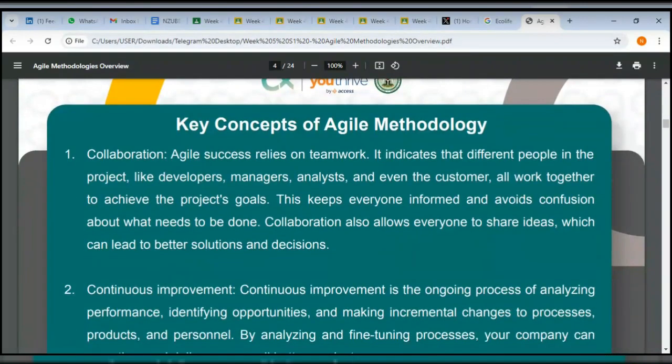So the key concepts of agile methodology is, one, collaboration. The success of an agile methodology or an agile team is that it indicates that different people in the project, like the developers, the managers, the analysts, and even the customers, all work together to achieve the project's goal. So this keeps everyone informed and avoids confusion about what needs to be done. Collaboration also allows everyone to share ideas, which can lead to better solutions and decisions.